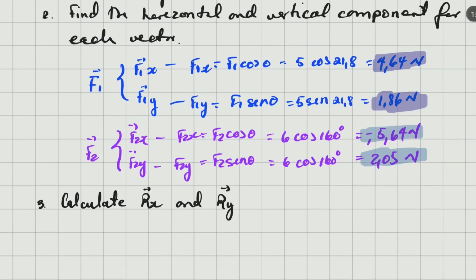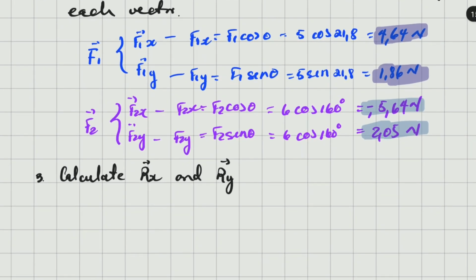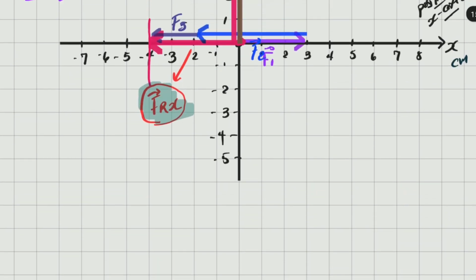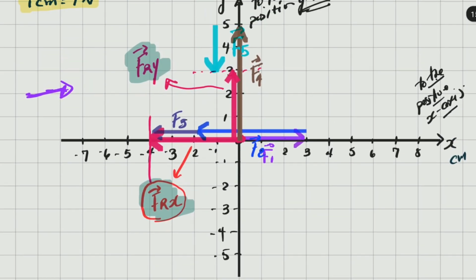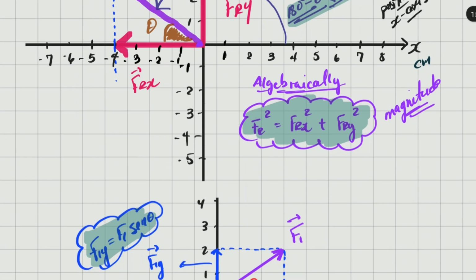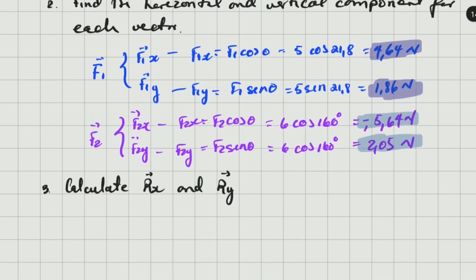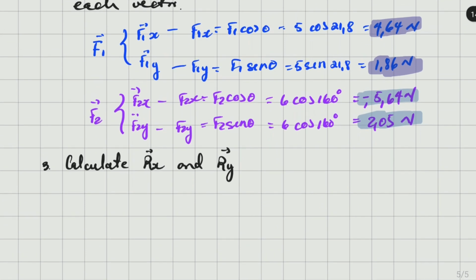Now, what is the third step you have to do? Now you are going to determine the resultant force in the x-axis and the resultant force in the y-axis. Remember, if it was graphical, then you will come to this point here we did in the last video. If you have to do it algebraically, then we are going to do it just now. Now we are working on the axis. Okay, so in F1 we have 4,64, in F2 we have minus 5,64. So what do we have?